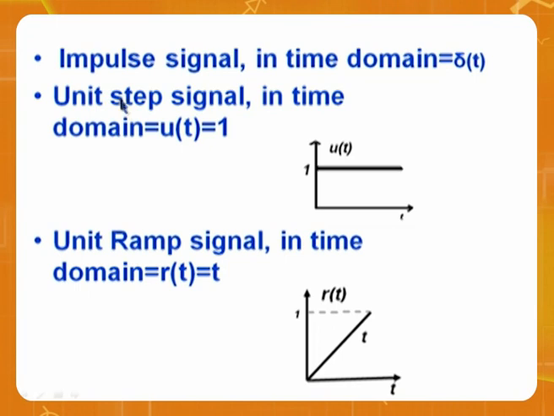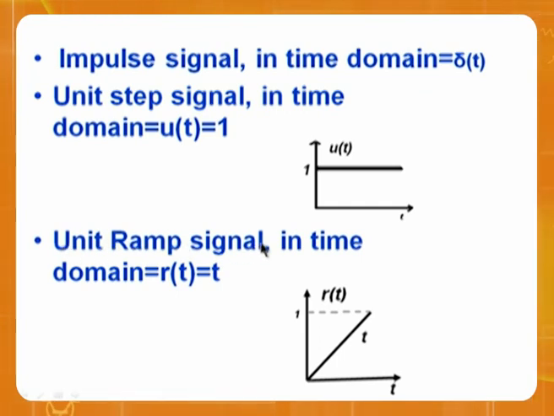different waveforms. The first one is the impulse signal. Impulse is delta t. That means it has a value only at t equal to 0 and at all other places it is 0. Unit step in time domain is called u of t. U of t is equal to 1. Please observe here, u of t is 1 on the time axis.